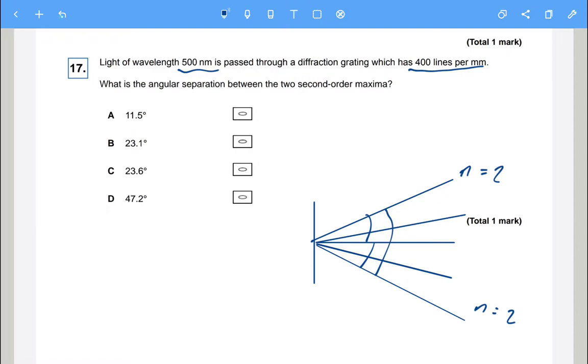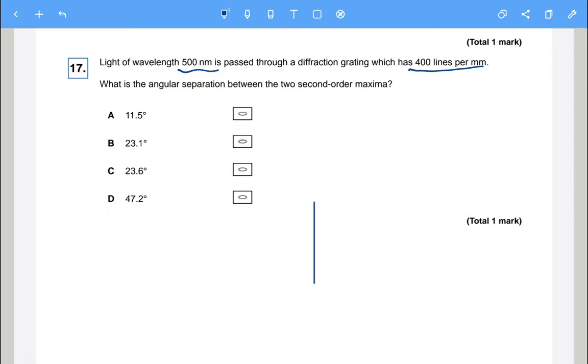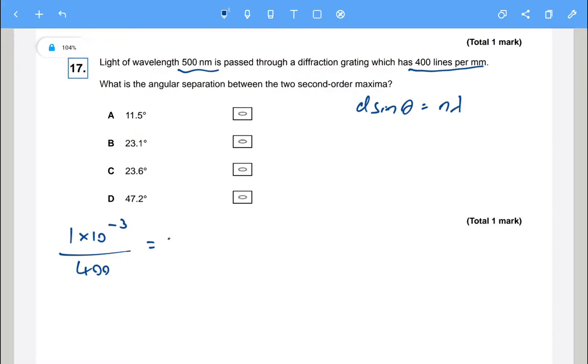Alright, so I'm just going to get rid of this. Hopefully that's helped. So we basically need to find theta. So d sine theta equals n lambda. First of all, let's find d. The distance d between two individual lines would be, well, it's lines per millimetre, so it's a millimetre divided by 400. So a millimetre is 1 times 10 to the minus 3 divided by 400, and that'll give us the distance between two individual lines in metres. So that's 2.5 micrometres, or 2.5 times 10 to the minus 6.